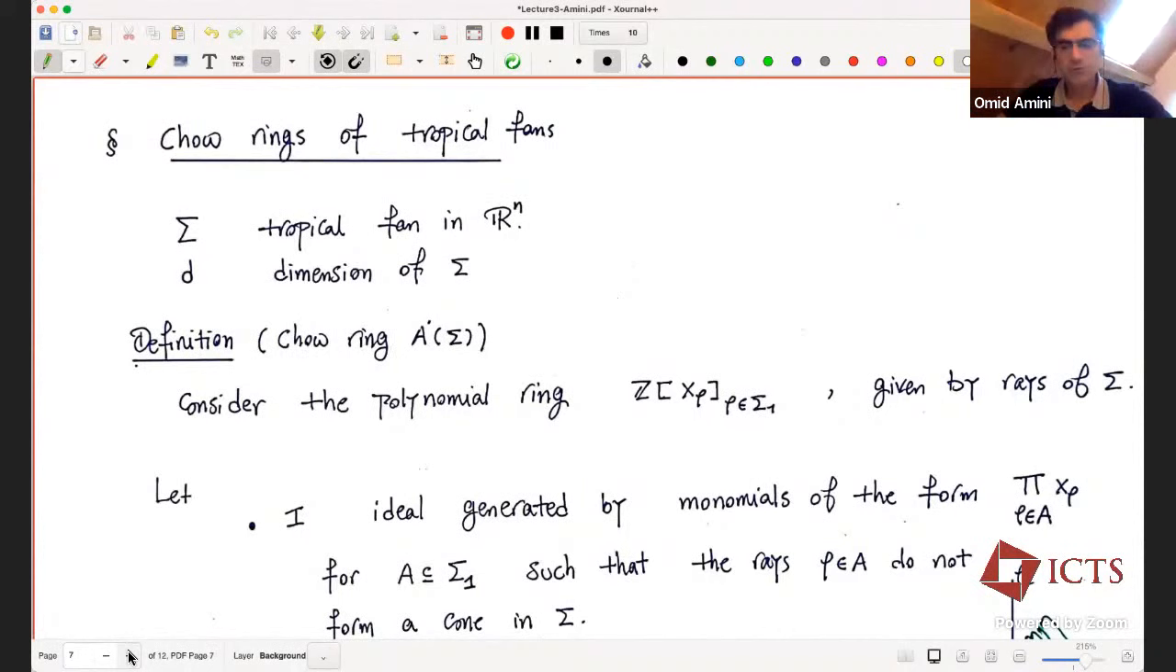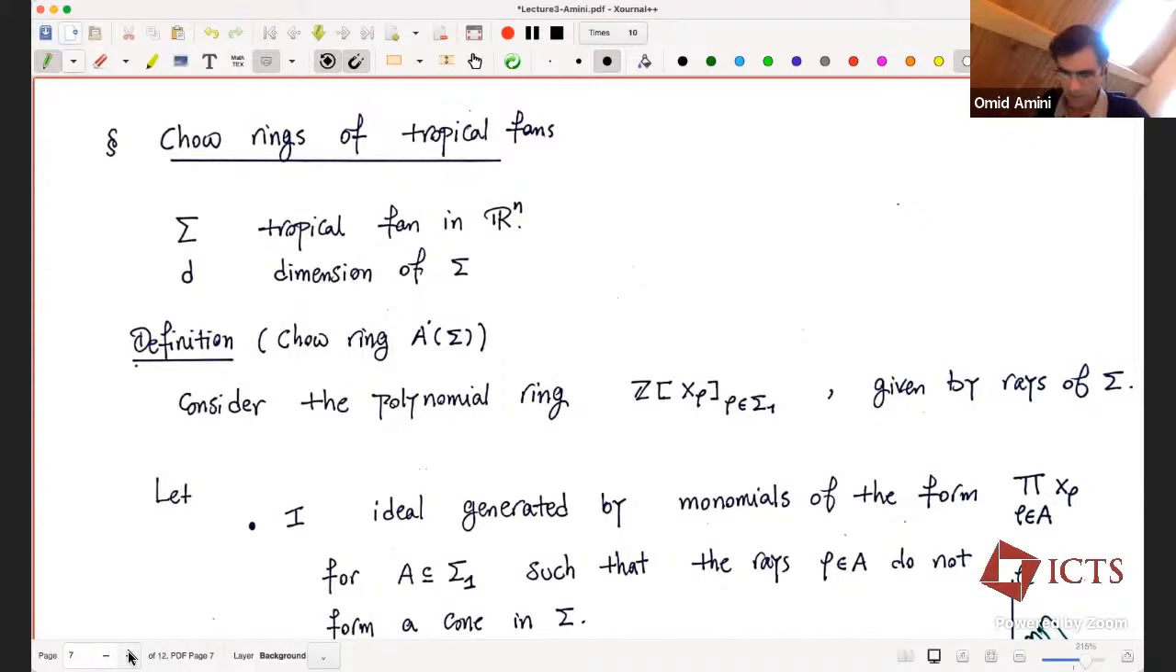Okay, so I'm going to associate to any tropical fan a ring, which is called the Chow ring of the tropical fan. This is a graded ring. It is given by some generators and some relations, and it verifies some nice properties which are coming from geometry. I give you first the definition of the Chow ring, and I explain briefly why these properties are natural. And then later on, we will see also that this Chow ring is related to other algebraic structures you can associate to tropical varieties.